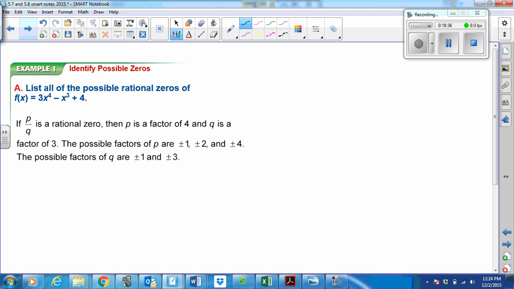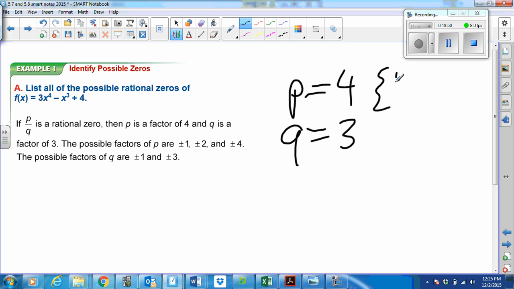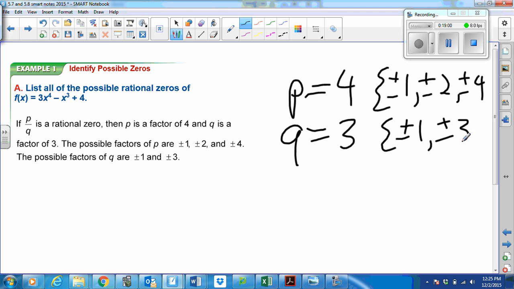So list all possible rational zeros of f of x equals 3x to the fourth minus x cubed plus 4. Well, in this case, p is equal to 4 and q is equal to 3. This is much more manageable. So our factors of 4 would be plus or minus 1, plus or minus 2, and plus or minus 4. Our factors of 3 are just plus or minus 1 and plus or minus 3.